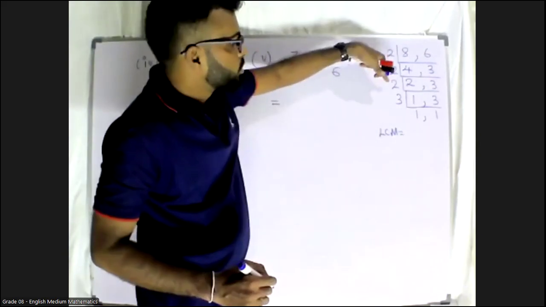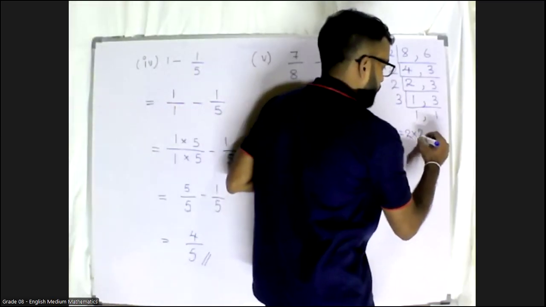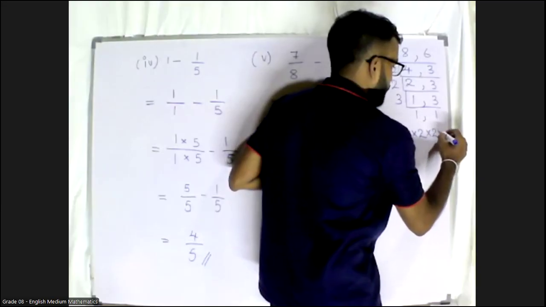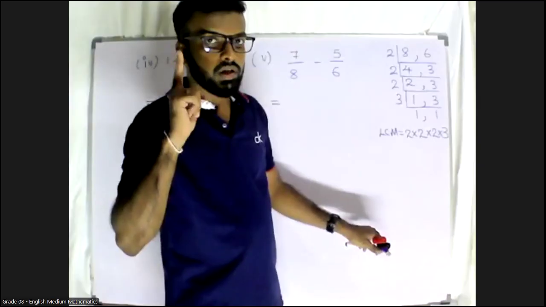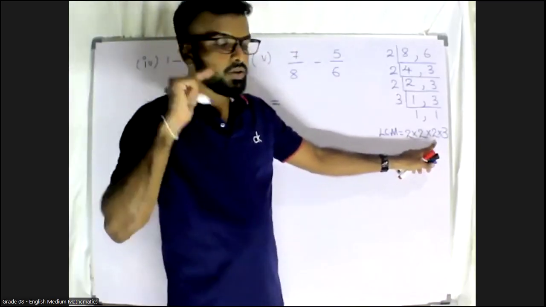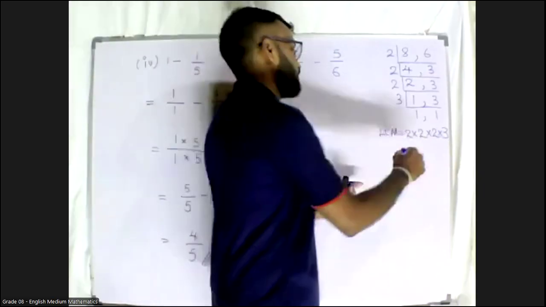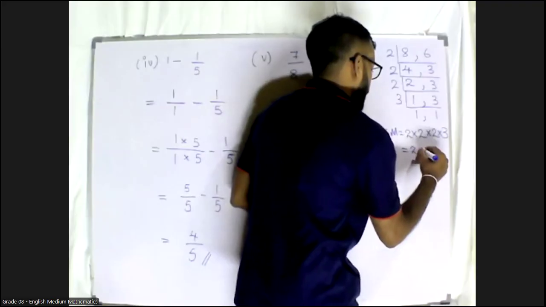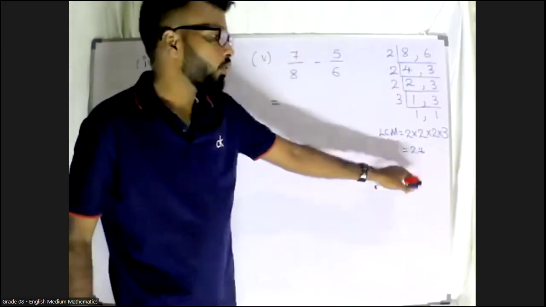2 times 2 times 2 times 3. 2 times 2, 4. Keep that in your mind. 4 times 2, 8. Keep that in your mind. 8 times 3, 24. So your LCM should be 24.